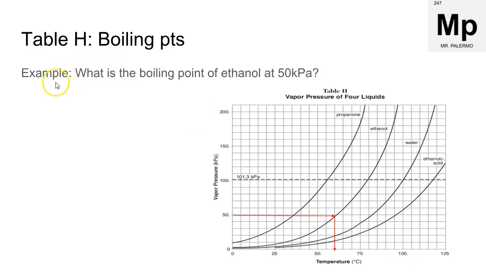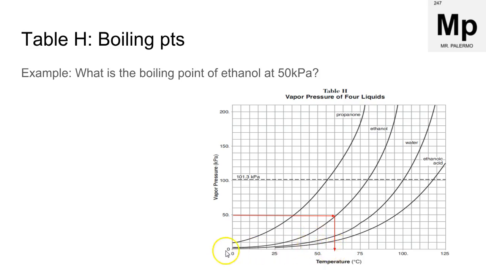An example of a question would be, what is the boiling point of ethanol at 50 kilopascals? So I locate ethanol, which is this curve here. I go to 50 kilopascals, and I go down, and I see that this is going to boil at, if we have 50 here, we have 55, we have 60, so at 60 Celsius.